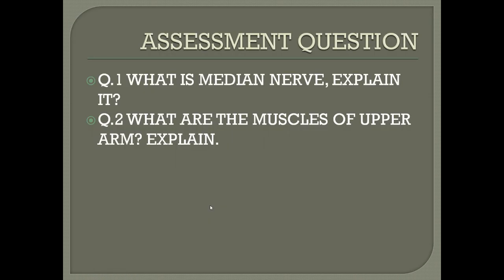Now this is the assessment for you to do by yourself, and you have to give the answers to these questions. First is: what is the median nerve, and you have to explain it in detail. And the second question is: what are the muscles of the upper arm, and you have to explain them in detail, giving your answer by explaining the origin, insertion, blood supply, nerve supply, and the action of each particular muscle. So all of this is about the contents of the anterior compartment of the arm.